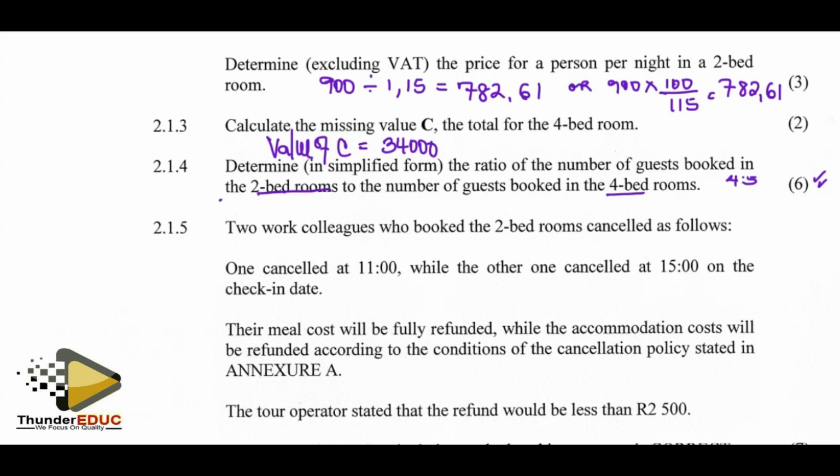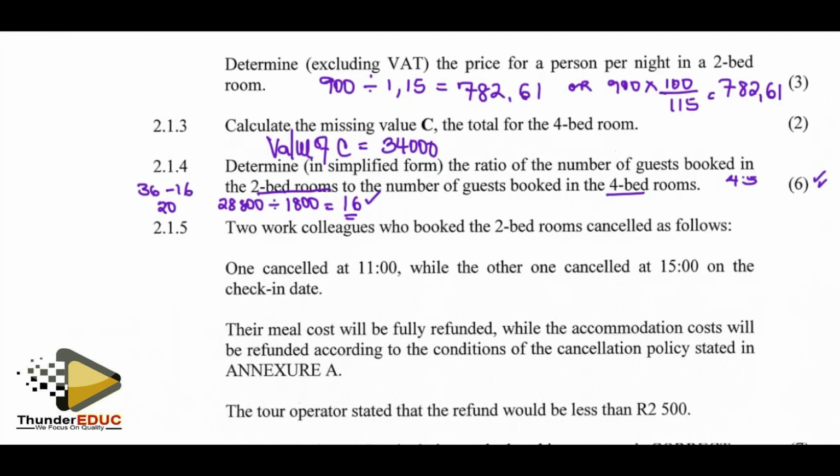Remember, the 2-bedroom people paid 28,800, but each person is paying 900 for one night. So they're going to stay there for 2 nights. That simply means they're going to spend 1,800. So how many people are they? It gives us 16. So having got 16, yet they booked for 36 people. So if you subtract 36 minus 16, you get 20. That means in the 4-bedroom, there are 20 people together.